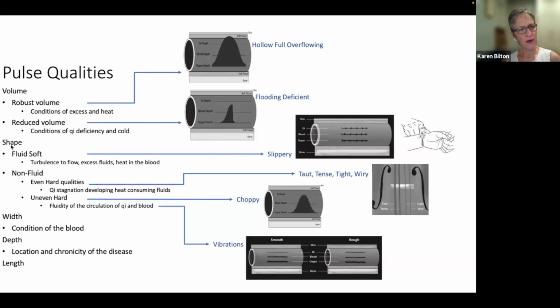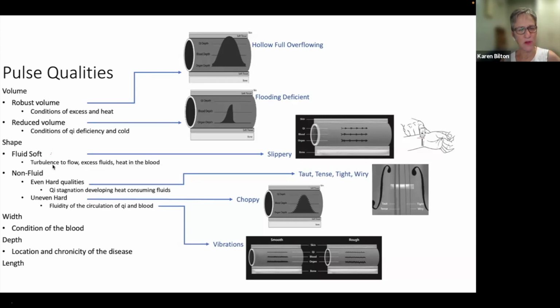The next category is the shape. Now, this is divided into 2 major categories. The first one being the fluid qualities. And there's only really one, that's the slippery quality. It's the one that feels like the impulse is sliding under your finger. Under normal circumstances, the impulse hits your finger straight up and down. A slippery quality has a sensation, and I mean, you can do that with your finger, and it gives you actually a really good tactile representation of what the slippery quality feels like.